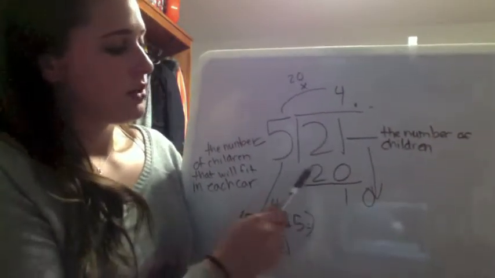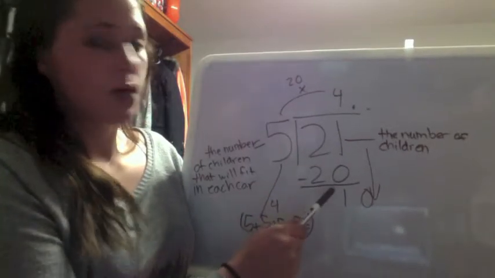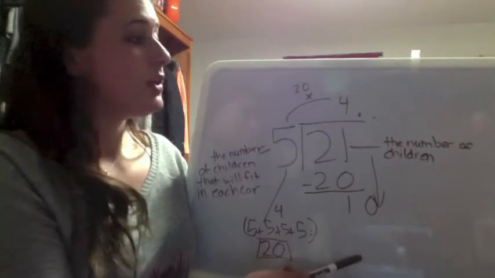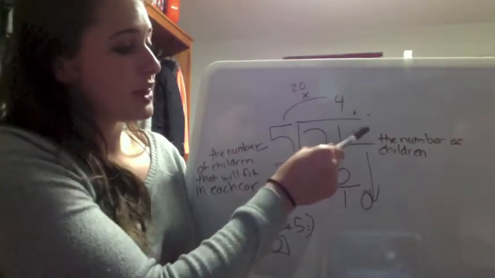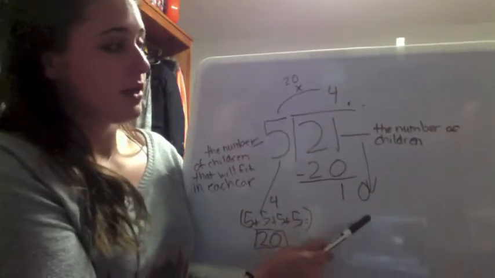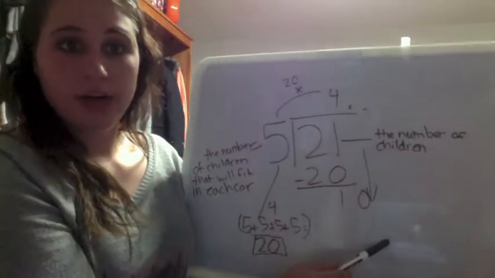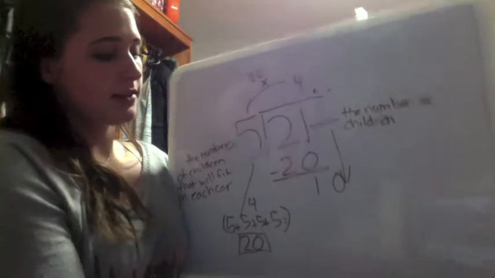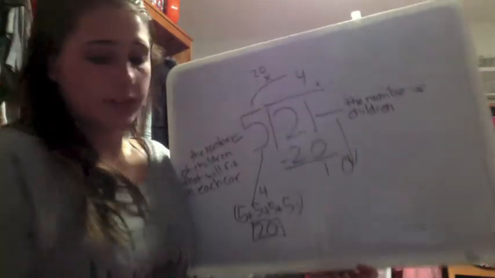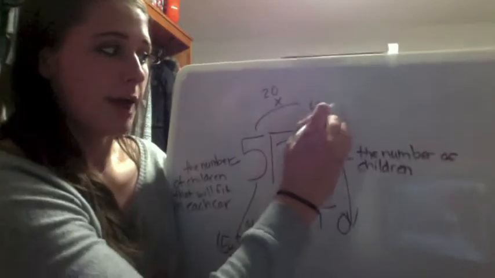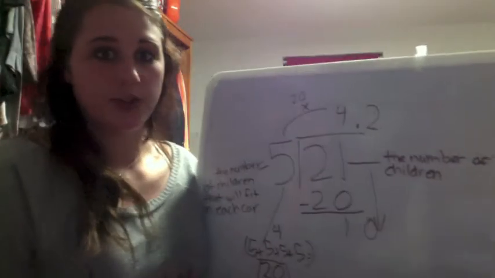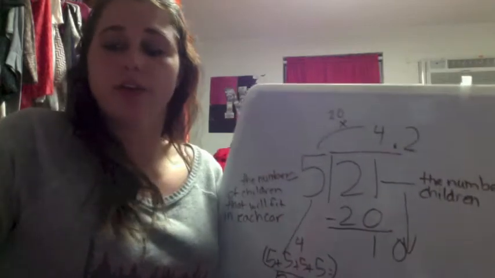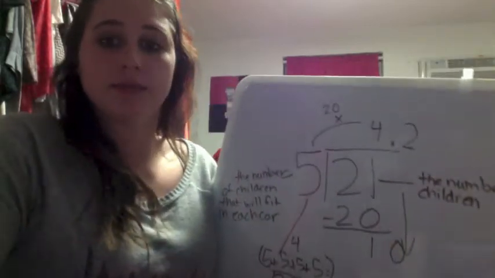But look, 20 taken away from 21, we still have a remainder, 1. So this is something different. We have to bring down a 0. But because we're taking the 0 out of nowhere, we're making it a decimal. And because 5 goes into 10 2 times, our answer would be 4.2. Therefore, what this means is we need 5 cars to be able to transport all 21 students.